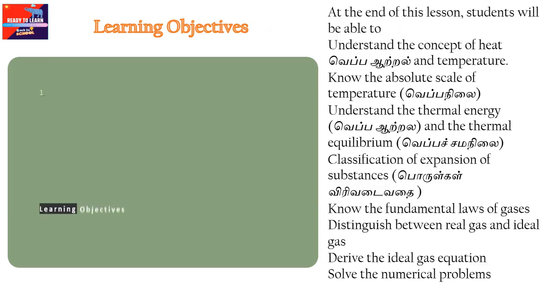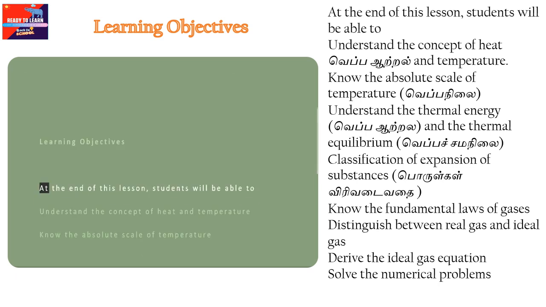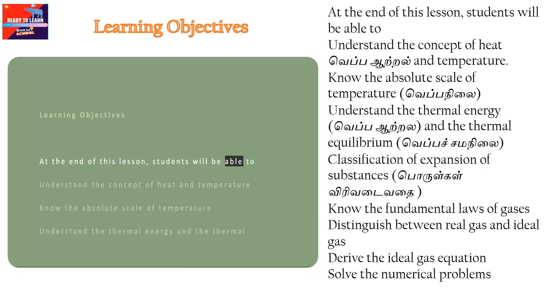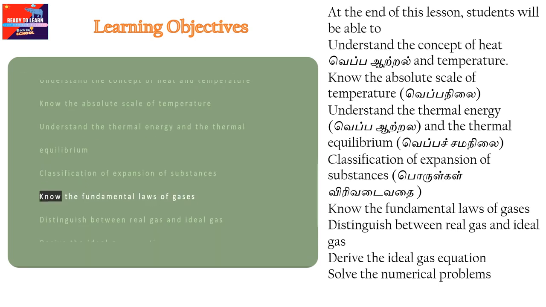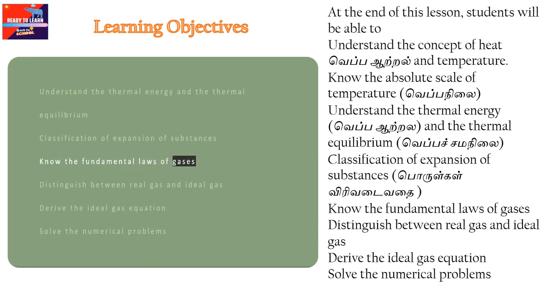Learning objectives. At the end of this lesson, students will be able to understand the concept of heat and temperature. Know the absolute scale of temperature. Understand thermal energy and thermal equilibrium. Classification of expansion of substances. Know the fundamental laws of gases. Distinguish between real gas and ideal gas. Derive the ideal gas equation. Solve the numerical problems.